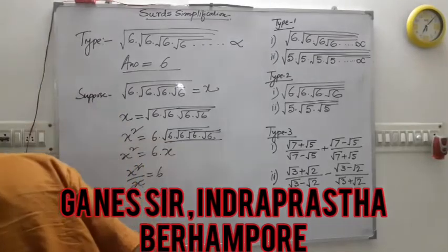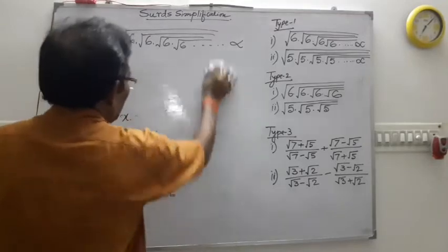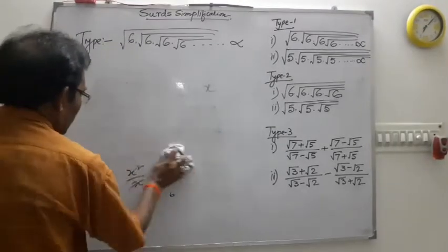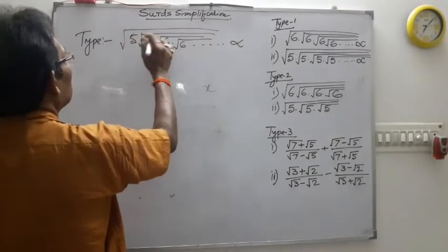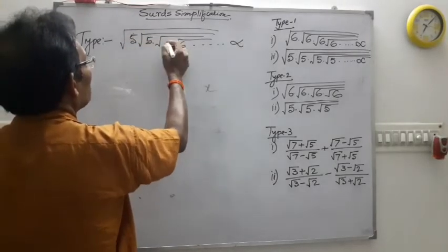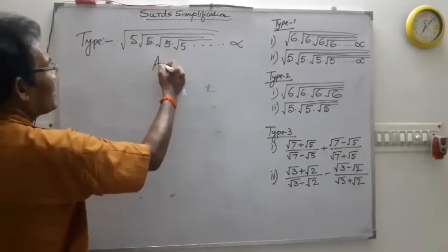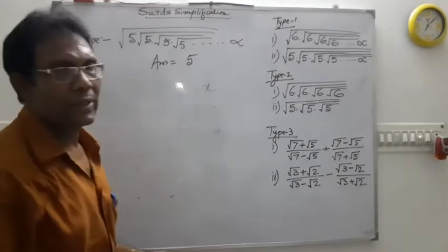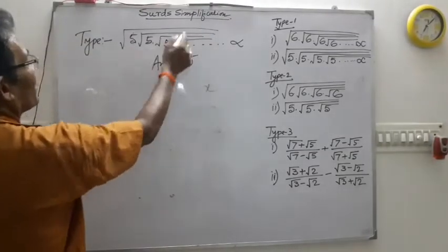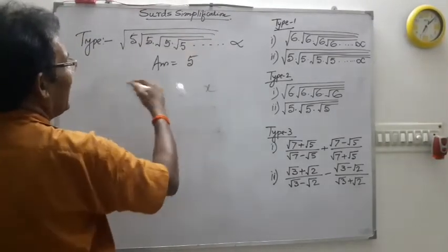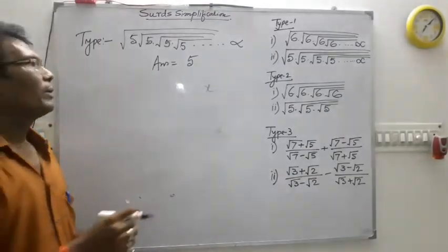In case of another example, 5 root 5. So what will be the answer? The answer is 5. This is the tricky method. Because suppose this is x, then x square equals 5x. So the x value is 5.